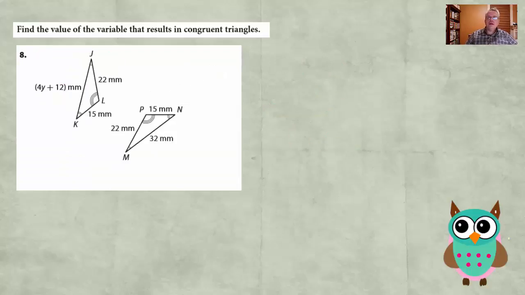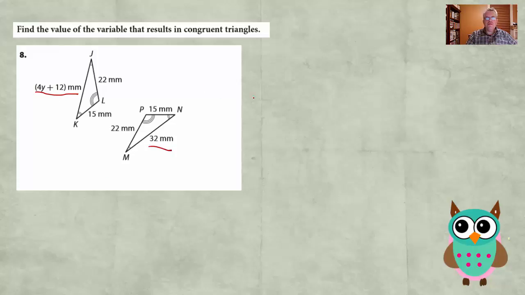Okay, it's time for our last example. This is a short video today. Find the value of the variable that results in congruent triangles. So kind of the same directions as last time. This time, the variable we're looking for is in one of the sides. So this side has to be congruent to this side since they're corresponding.